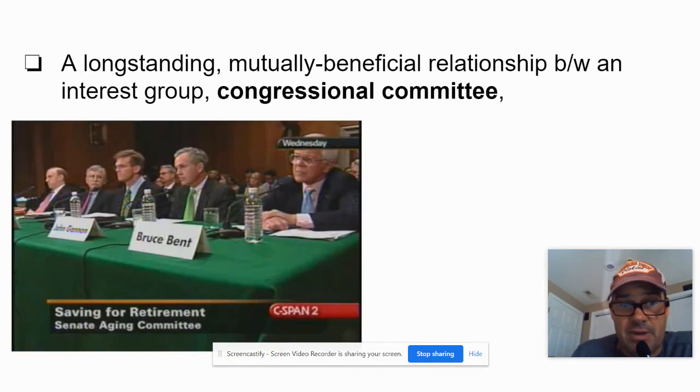A congressional committee. All right, and the congressional committee I have here is the Senate Aging Committee. So the AARP has a relationship with the representatives and the senators, I should say, on the Aging Committee. That makes sense, right? And it's probably a long-standing relationship. Probably the interest group even gives money for the election of certain members of the Aging Committee, and by giving money to them, they're supporting them, and there's probably some support back toward them.